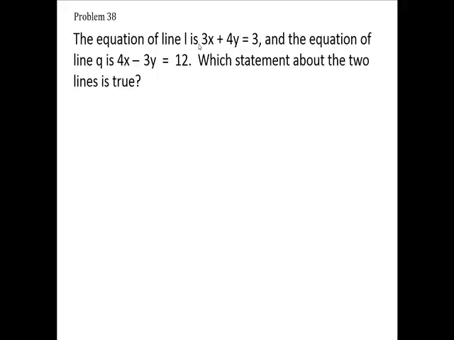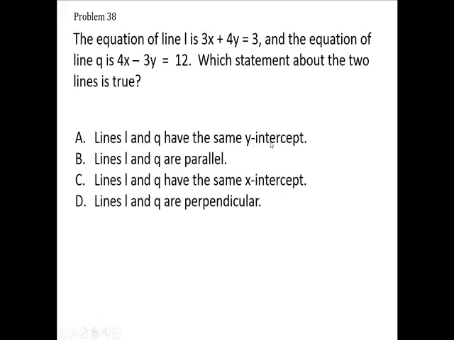The equation of line L is 3x plus 4y equals 3. The equation of line Q is 4x minus 3y equals 12. And then we have four statements. The lines have the same y-intercept, the same x-intercept, or are they parallel, or are they perpendicular lines? And we want to pick one of these four.